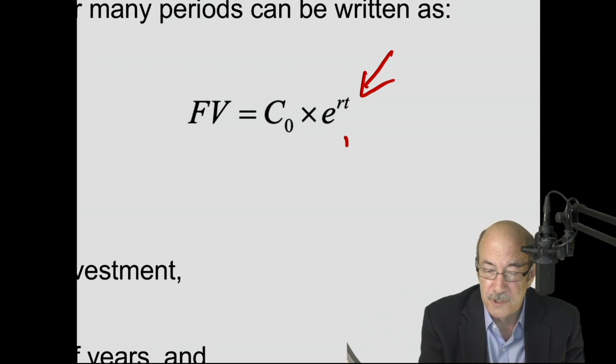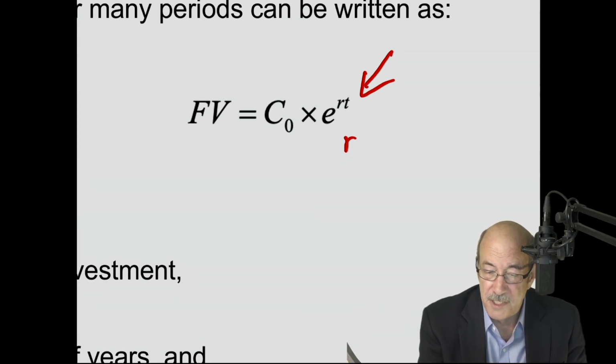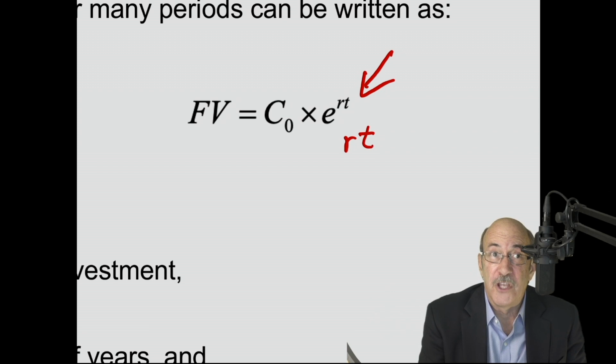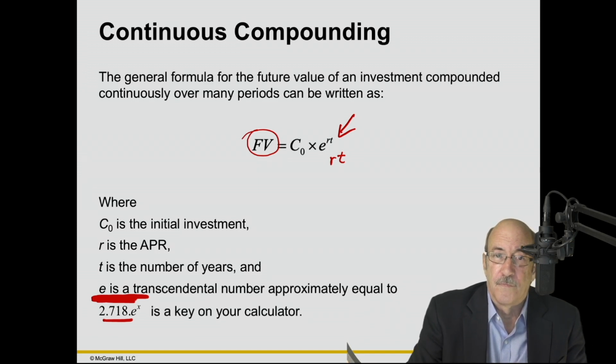R being our interest rate, and that's stated in nominal terms, in annual terms. And then T being the number of years. Then we multiply that result by the cash flow, and we have a future value.